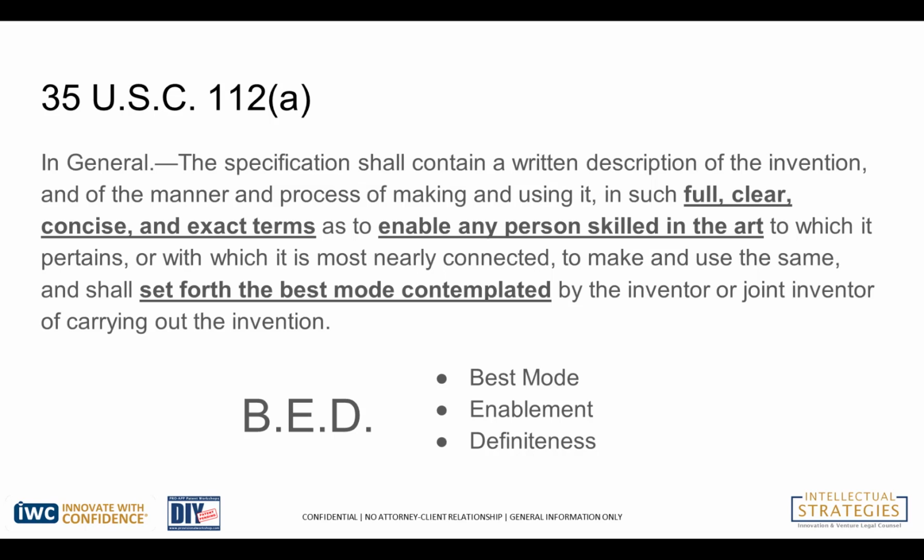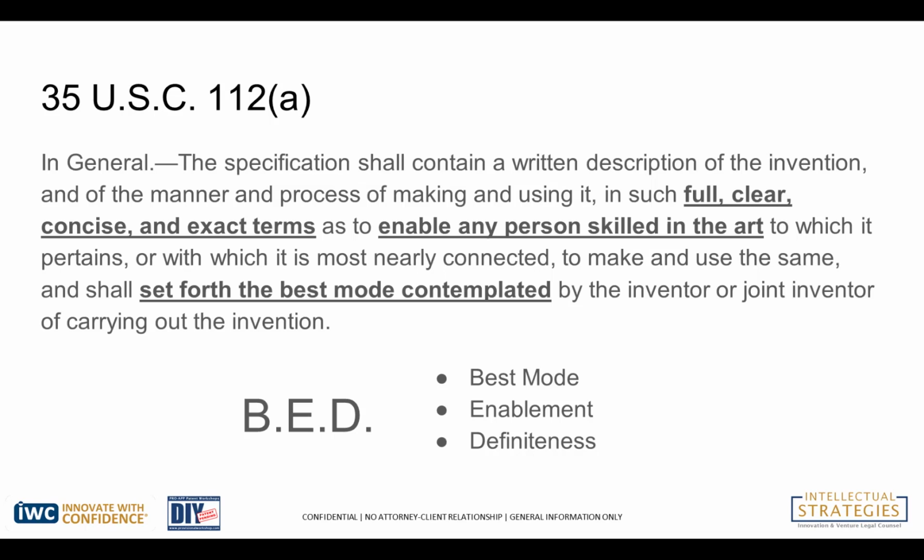Section 112A, as you can read, says the specification shall contain a written description of the invention and of the manner and process of making and using it in such full, clear, concise, and exact terms as to enable any person skilled in the art to which it pertains, or with which it is most nearly connected, to make and use the same, and shall set forth the best mode contemplated by the inventor or joint inventor of carrying out the invention. So let's review what each one of these means.